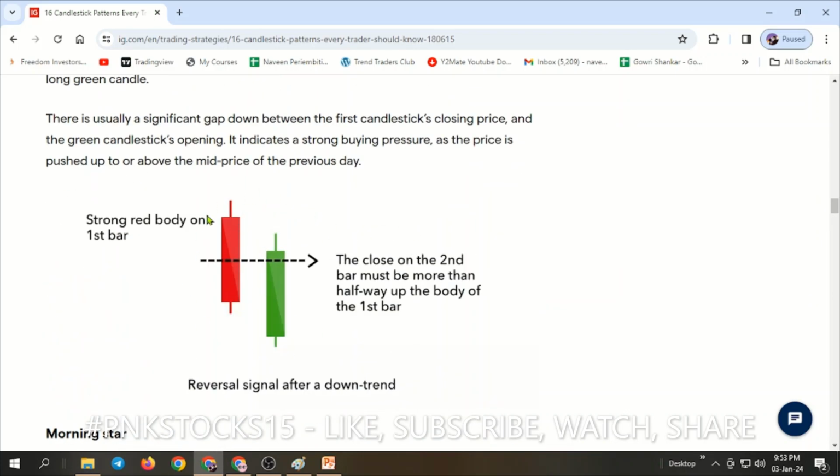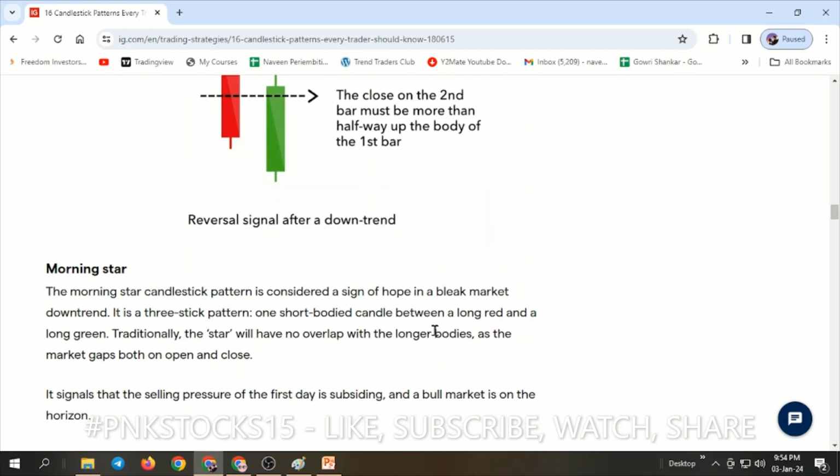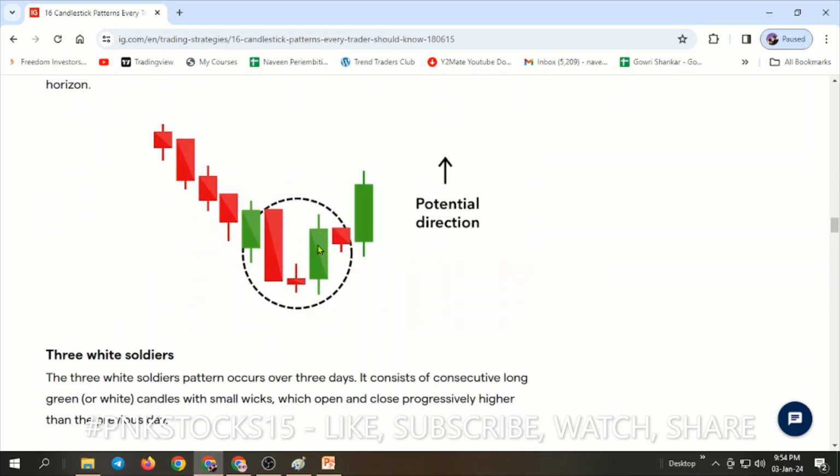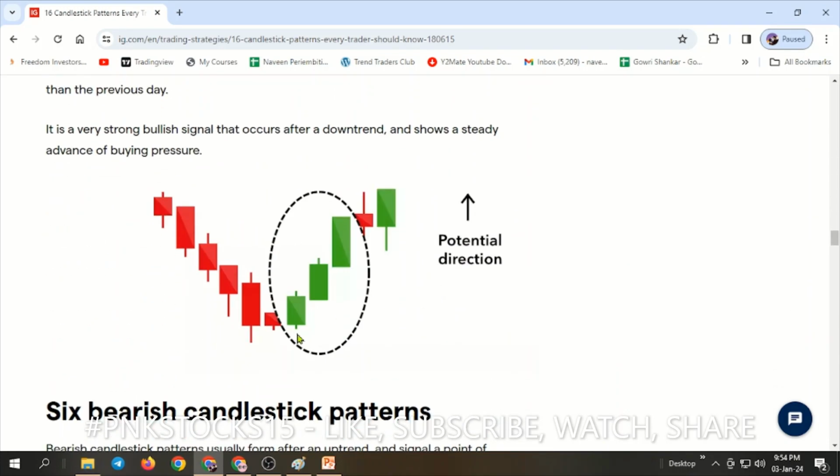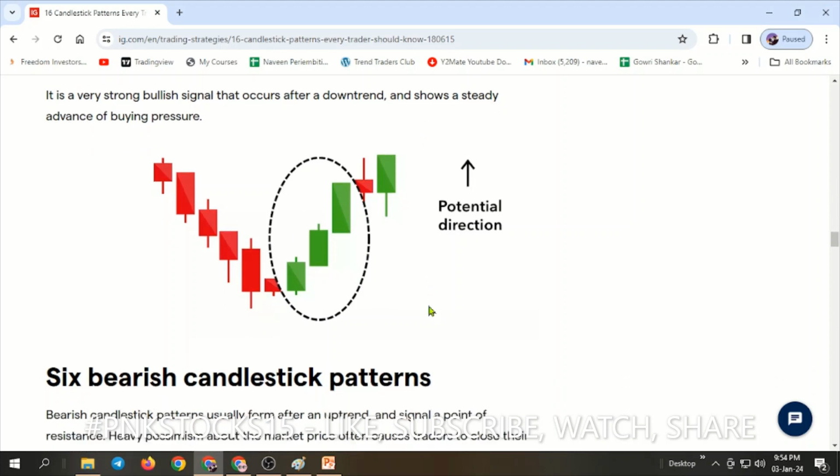This is the piercing pattern, a little bit tough to remember. From here prices will go up. Indirectly, if you club these two candles, it will form a hammer candle. Morning star, prices will go up. This is also called three white soldiers, three bullish candles, again the market will go up.